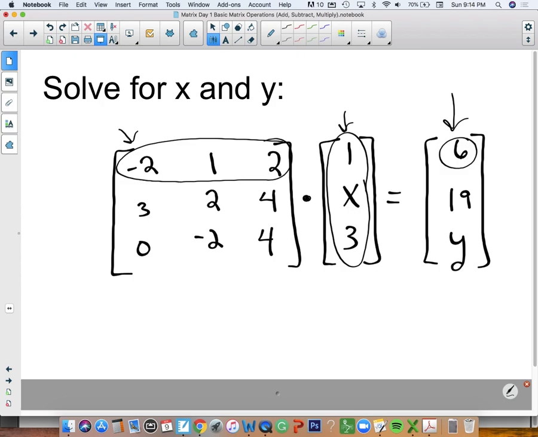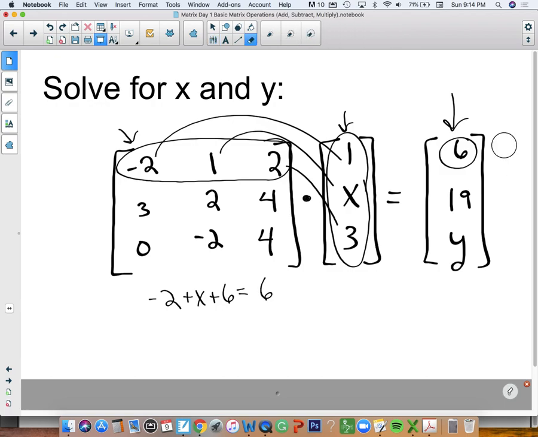So let's see if we can make an equation from that. I'll draw some arrows on here. We take the first element, negative 2 times 1. Second element, 1 times x, so that's just plus x. Remember, we're multiplying these and adding them. And then the third element, 2 times 3, that's a 6. Since we did the first row and the first column, that's going to give us the first number of our resultant matrix, which is that 6.